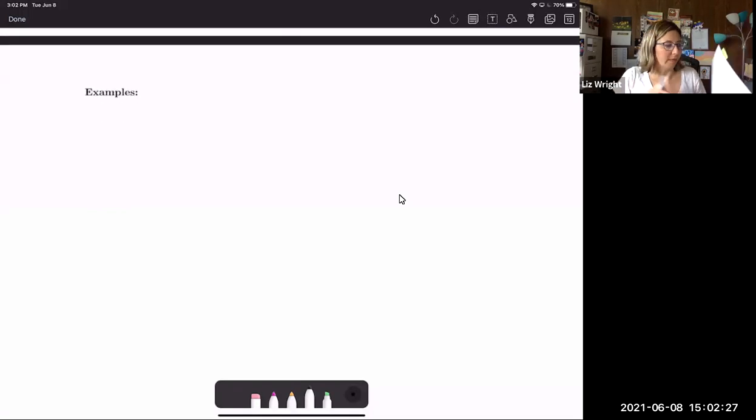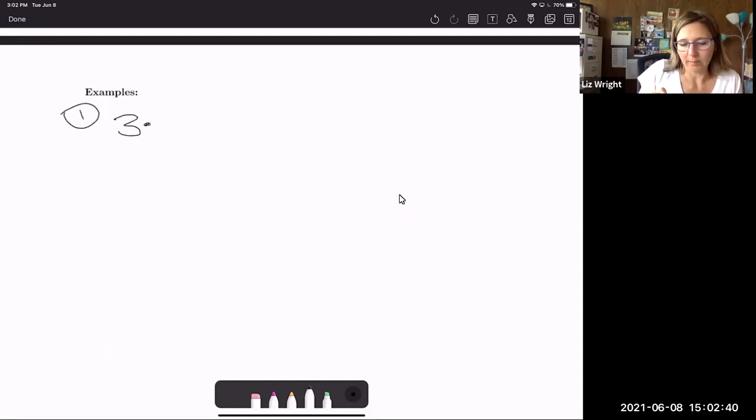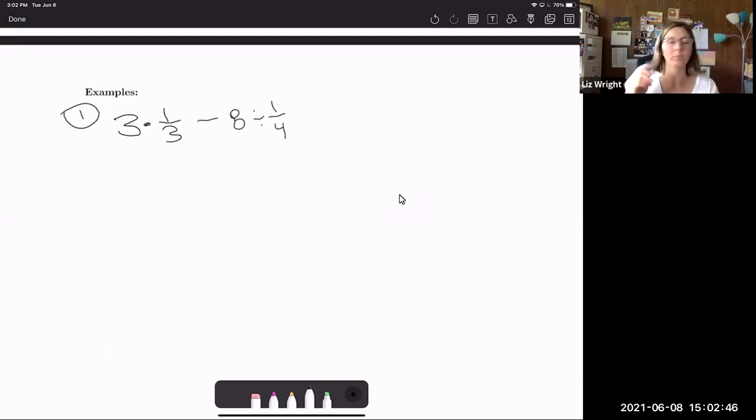All right, and then we're going to do a ton of examples. So example number 1. We have 3 times 1/3 minus 8 divided by 1/4. And yes, I know it's possible for you to put this in your calculator. It's just going to come up with the answer, but you're not going to get any points for just providing an answer. You've got to show your work. So if it's helpful, write out the acronym at the top.